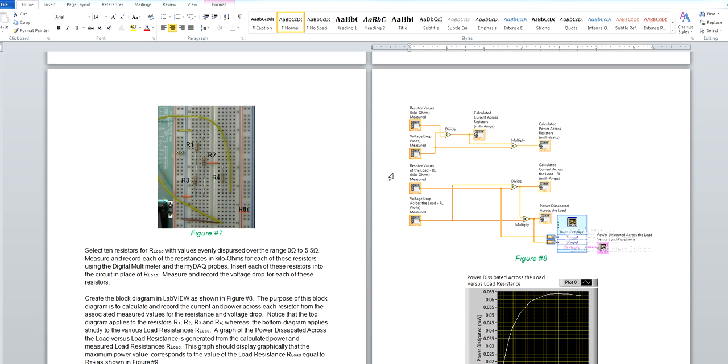Once we've collected all the data, now it's time to analyze the data that we've collected. We're going to open a new LabVIEW VI, and we're going to calculate the currents across each one of the resistors, as well as the load resistance, and also the power drops across each one of the resistors.